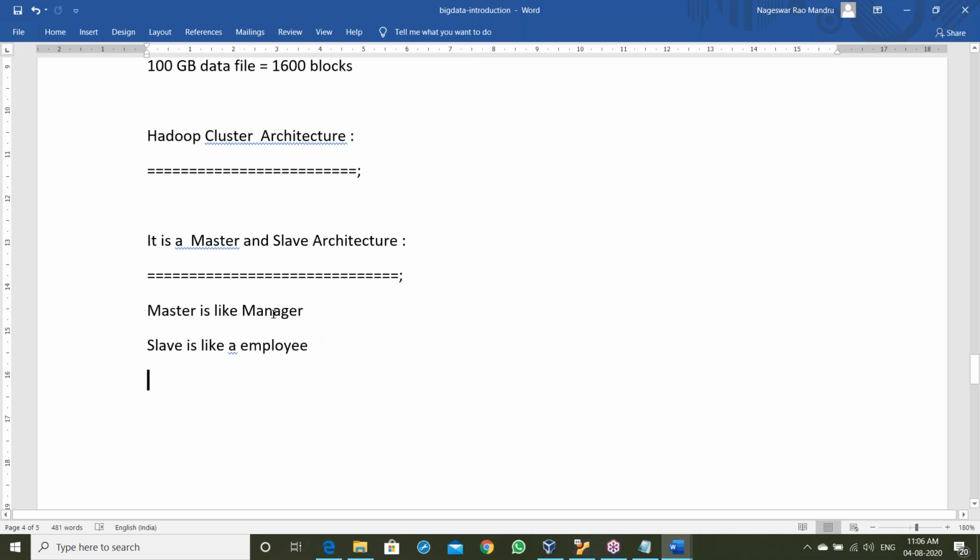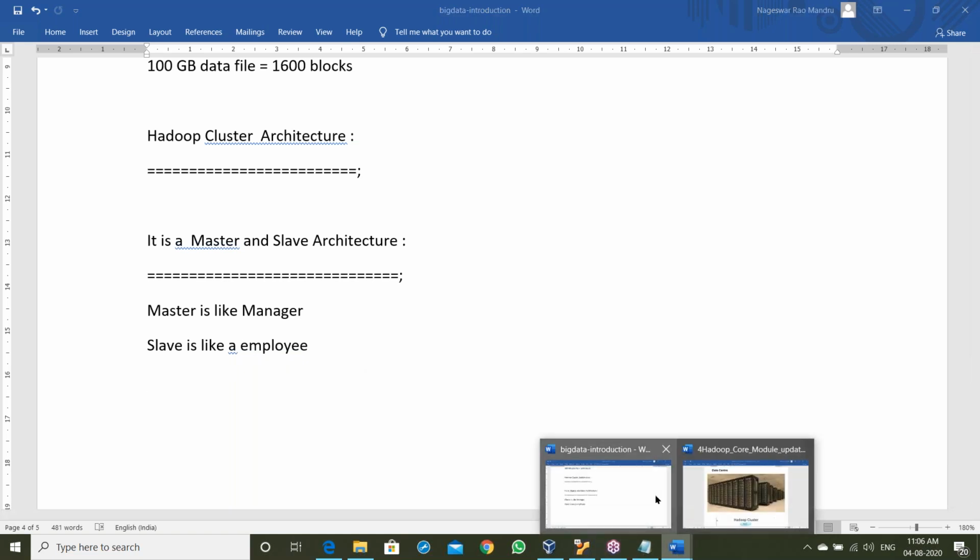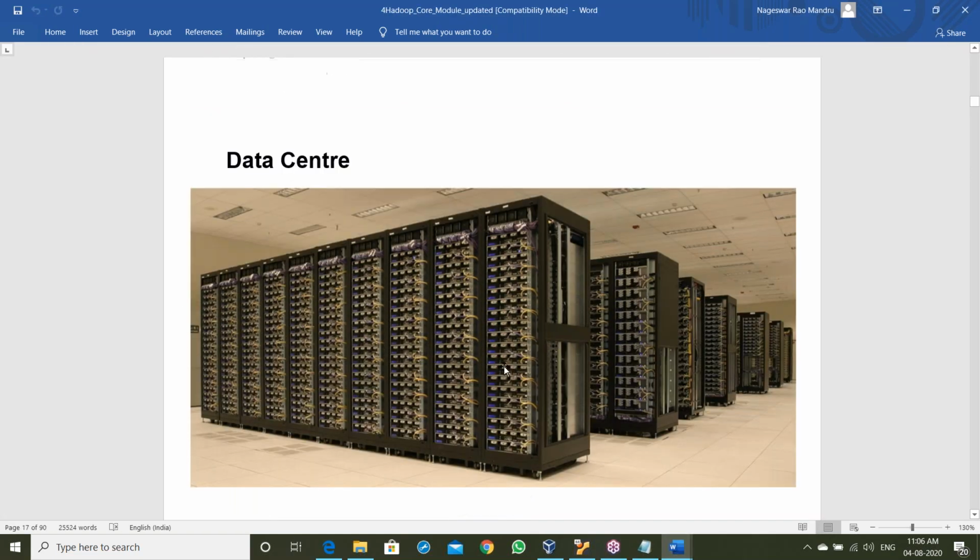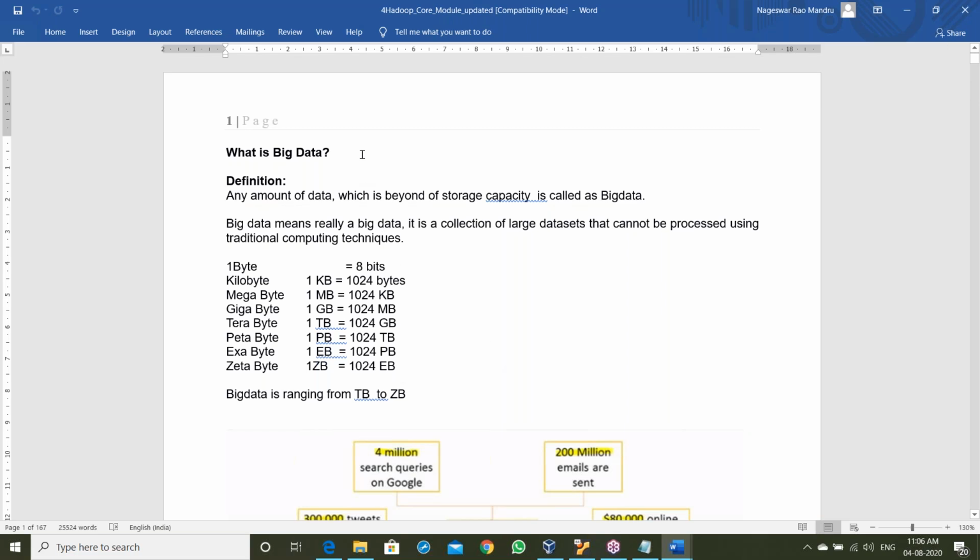See this document. Yes, I am sharing it. That's the reason I am writing notes also here. Actually, these are the main documents for today's topic.